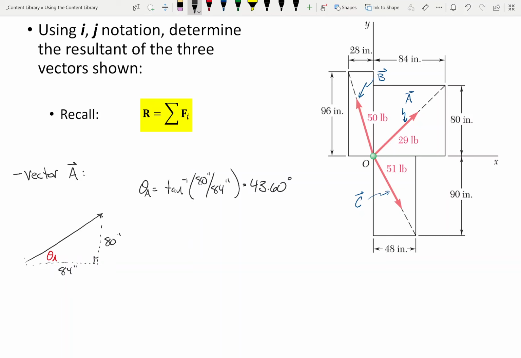So if I wanted to find the x component of the force, I would take 29 pounds times the cosine of this angle, and then 29 pounds times the sine of the angle for the y component. So we'll say 29 pounds. By the way, if you see this in an engineering computation, that hashtag symbol used to be the pound symbol, so sometimes engineers use it for pounds.